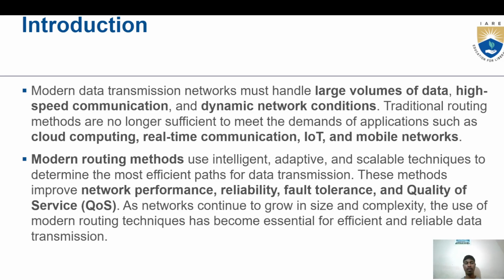Modern routing methods use intelligent, adaptive, and scalable techniques to determine the most efficient paths for data transmission. These methods improve network performance, reliability, fault tolerance, and quality of service. So, instead of traditional routing methods, we need to use modern routing methods, which help in improving many parameters: network performance, reliability, fault tolerance, and quality of service, which helps in making requests in a very fast and rapid way between the user and the server, with no interruption between them.